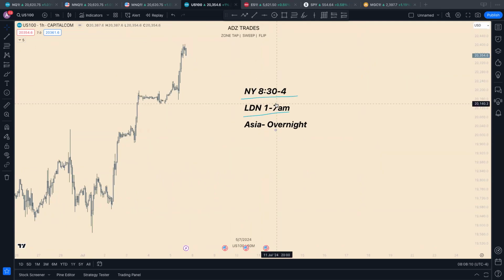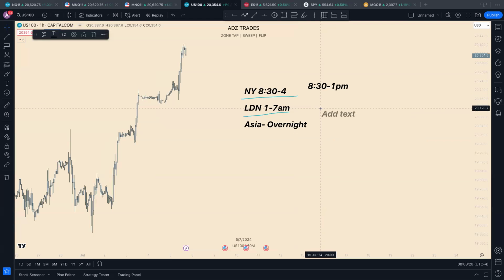kill zones within these sessions where there's even more volatility. So in the New York session, the best times I would say are between 8:30 a.m. to 1 p.m., right? And London, I would say 2 to 6 a.m. So I don't think kill zones are as important. It's not the be all and end all. The actual session is more important.